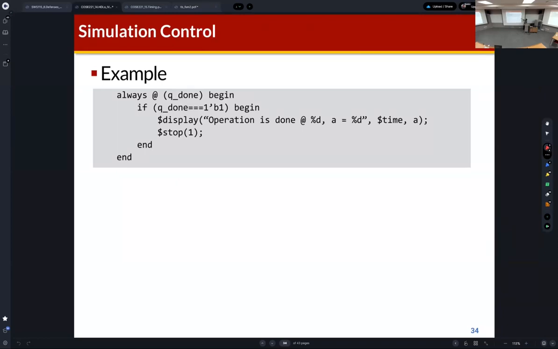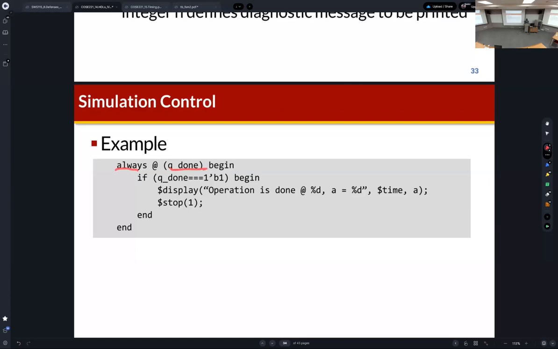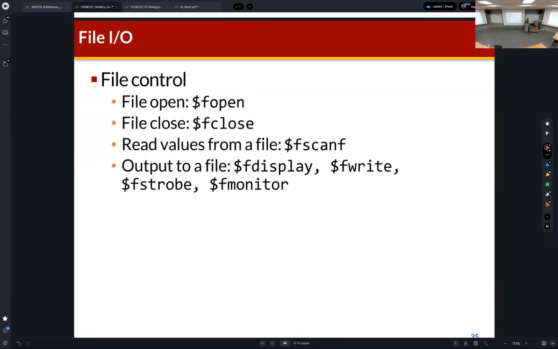So this is the example. Done is the done signal, the done output from our design, and then Q dot is checked. We monitor the Q dot, and if the Q dot value is 1, then stop. So start means we can just start the simulation, but we can also control the end of the simulation.